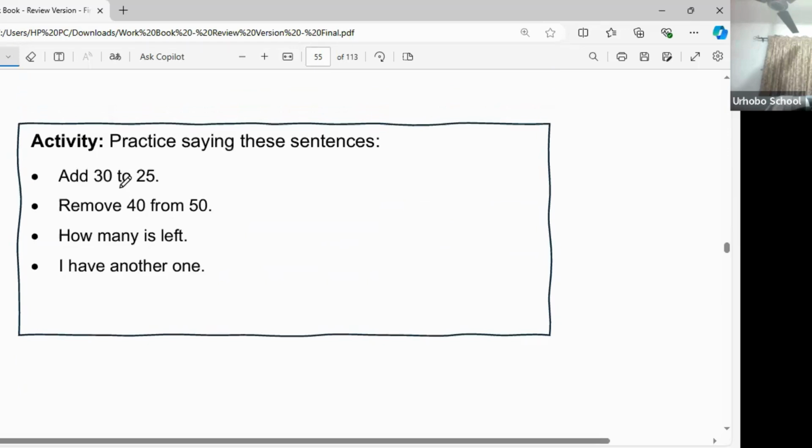Add 30 to 25. Practice saying this sentence. Okay. So this one, let me help you with this one. To add, we've done this in class, right? But maybe you're not there that time or not. So I'll repeat it. So add 30 to 25.